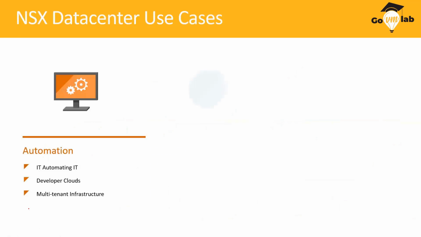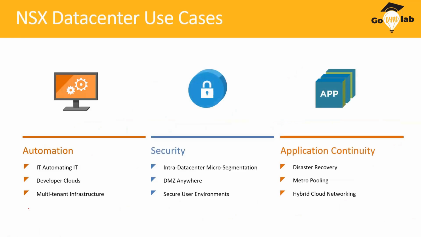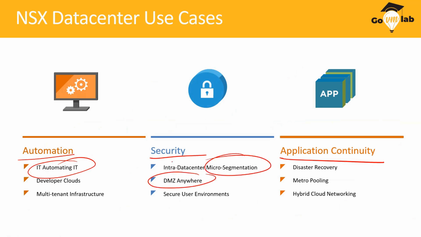So when you really understand the NSX data center use cases, these are the three major use cases of NSX-T data center: automation, security, and application continuity. NSX gives you these use cases where you can automate the entire IT. You get micro-segmentation, where you can apply a firewall at every virtual machine level. And it also gives you disaster recovery solutions like SRM, cloud disaster recovery, and hybrid cloud networking. Everything really got simplified with the NSX-T data center solution.